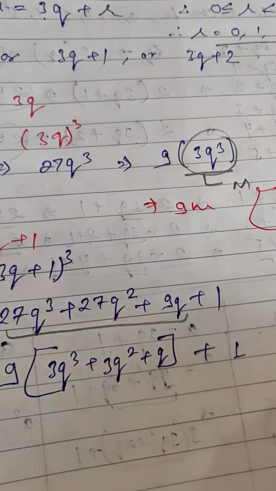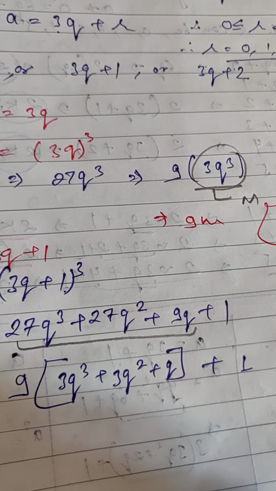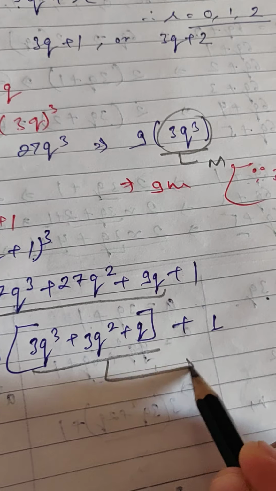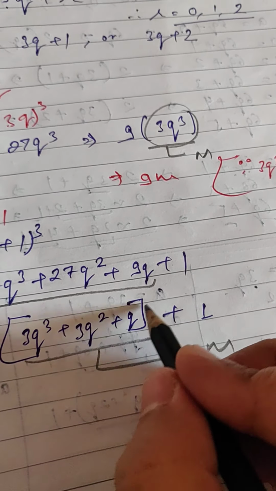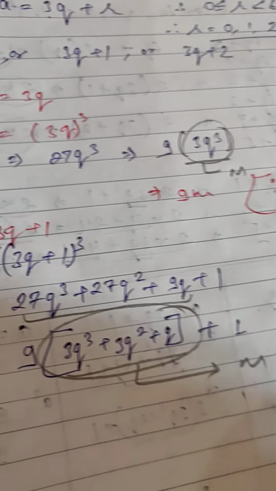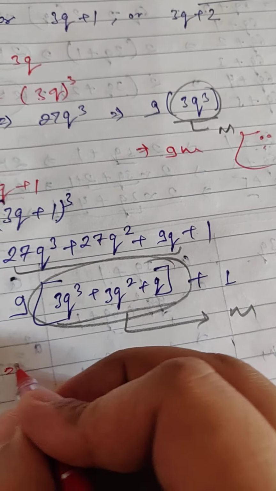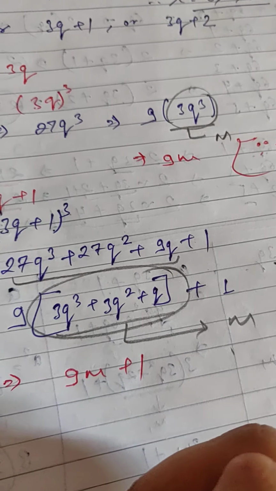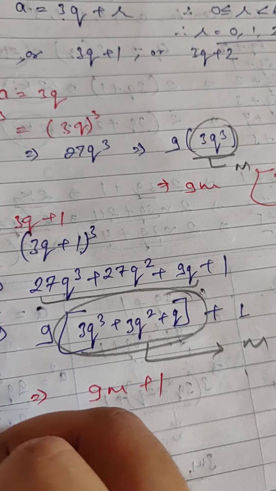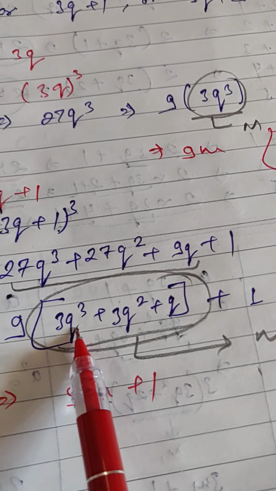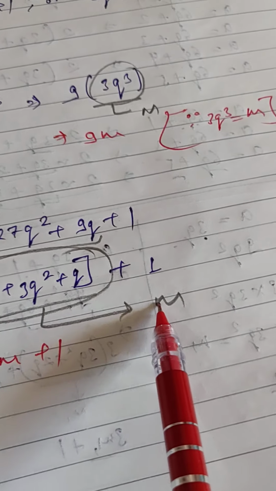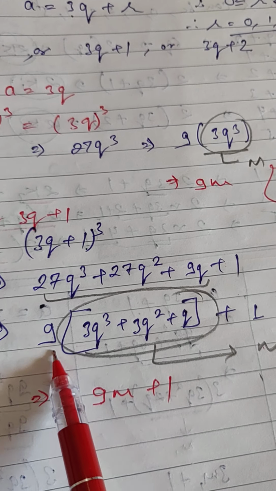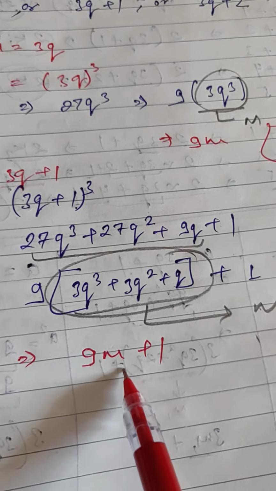So now we can say, let's say this entire be m this time. So we can represent this as 9m plus 1. If this entire is to be considered as a positive integer m, the 9m plus 1 form we can write it down.